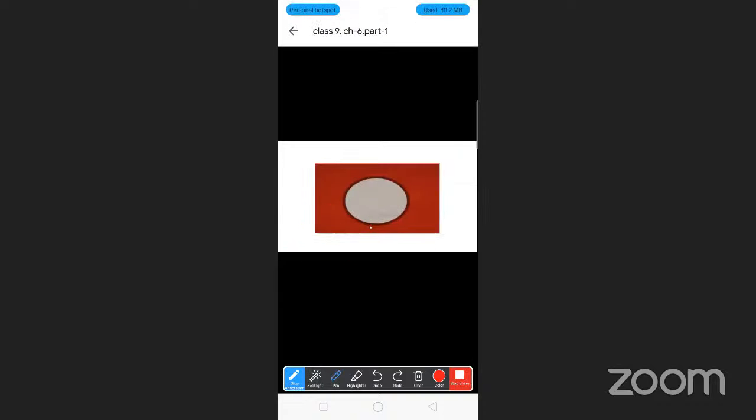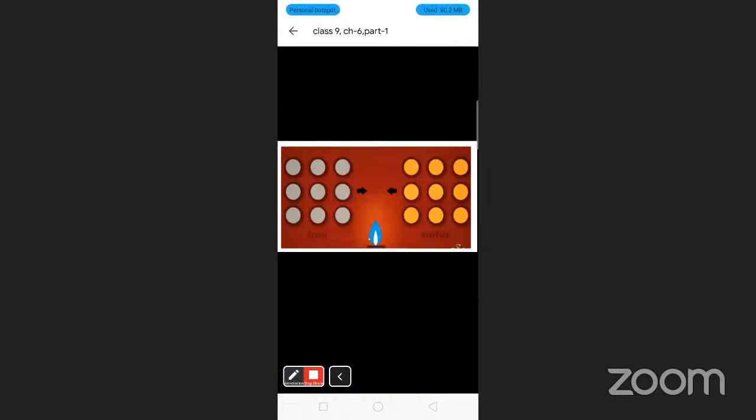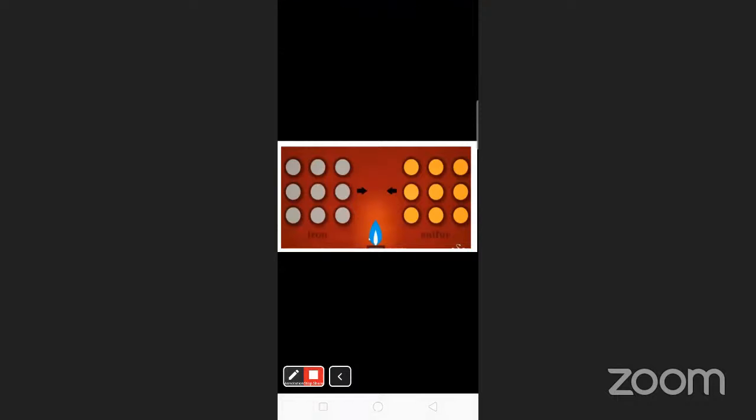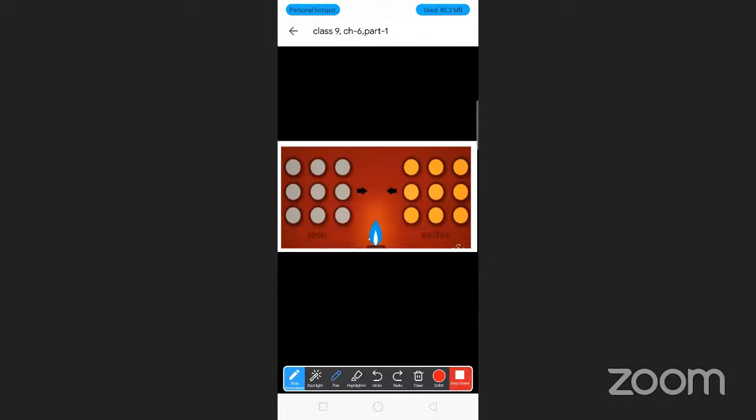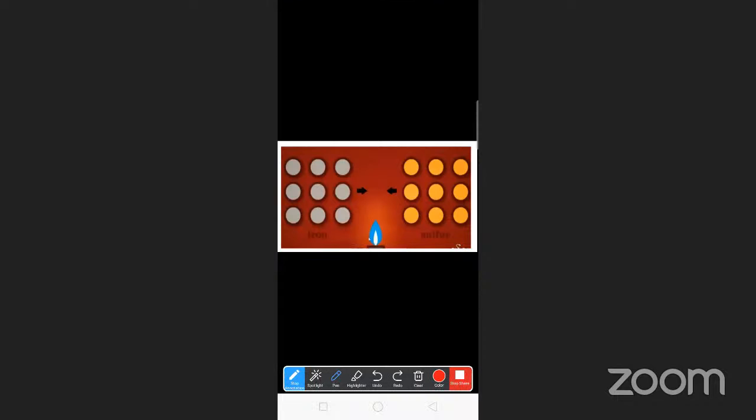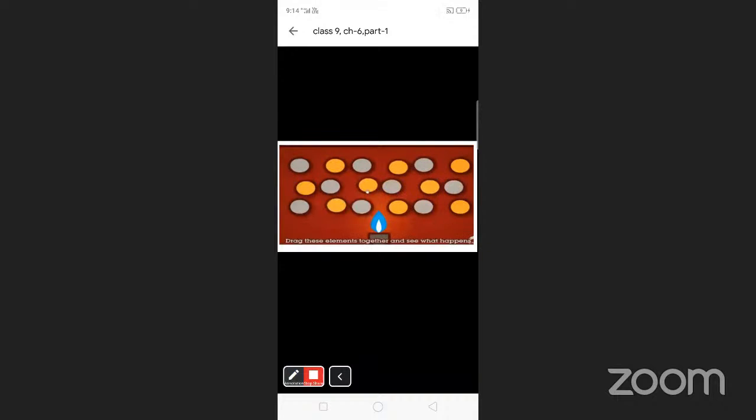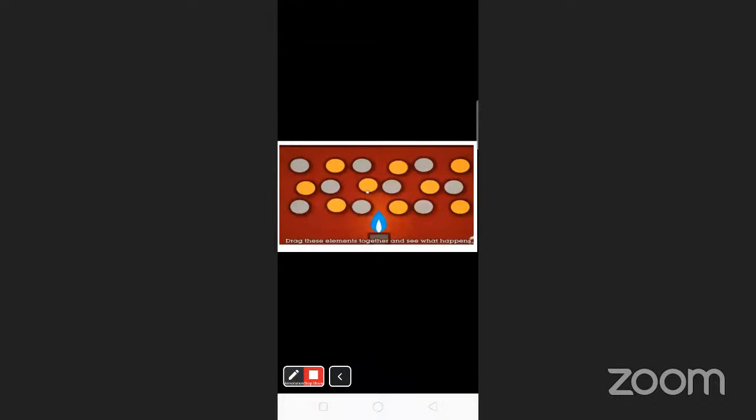Now see, we have one single atom. See here, we have iron atoms and sulfur atoms. So we are heating these iron atoms and sulfur atoms. So what will happen here? When these are heated, these iron atoms and sulfur atoms are combined together. See, each iron atom is combined with each sulfur atom.